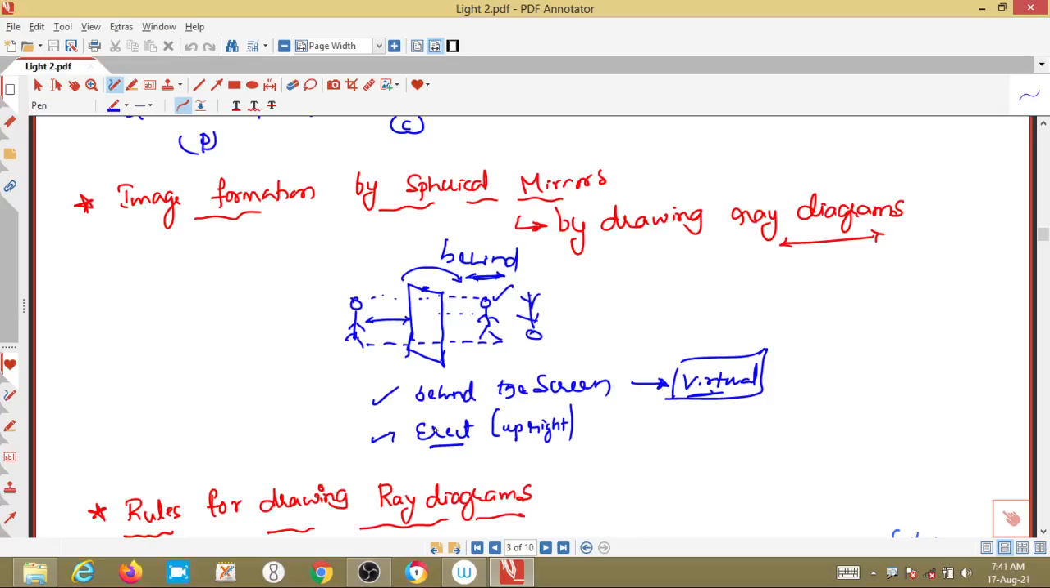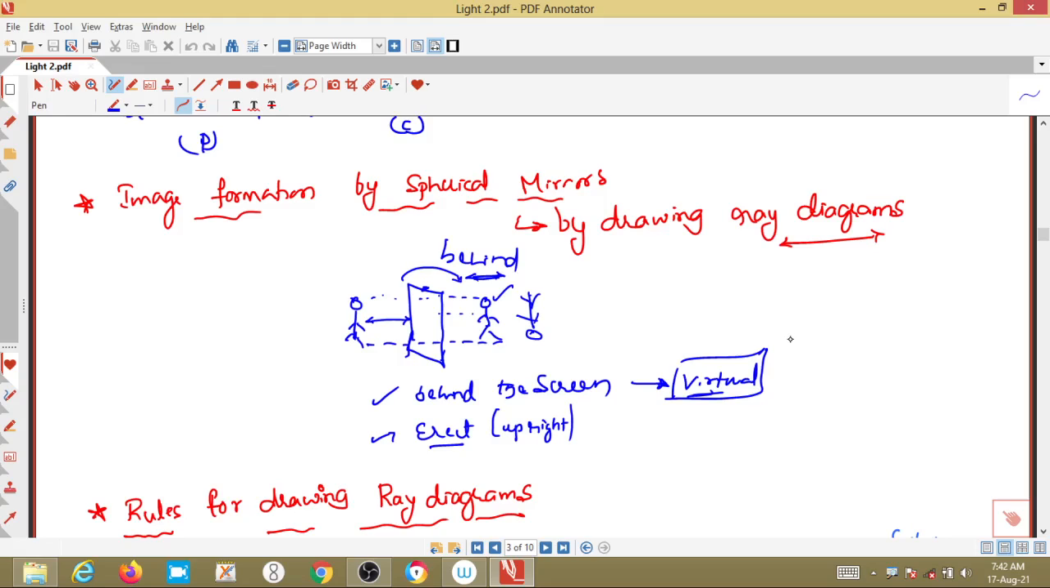Hi guys, in our previous class, in the light chapter, we studied image formation by the spherical mirror, that is, drawing ray diagrams. In today's class, we will study image formation by the spherical mirrors in different cases. We will come across six cases for a concave mirror and two cases for a convex mirror, that is, how the image will be formed.